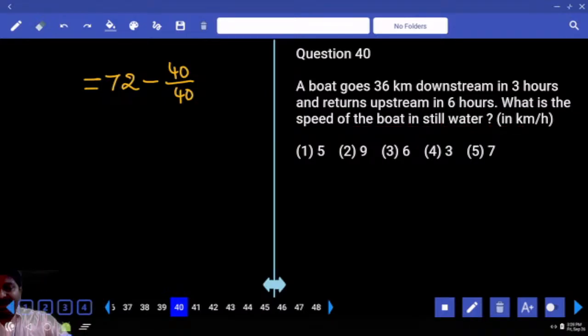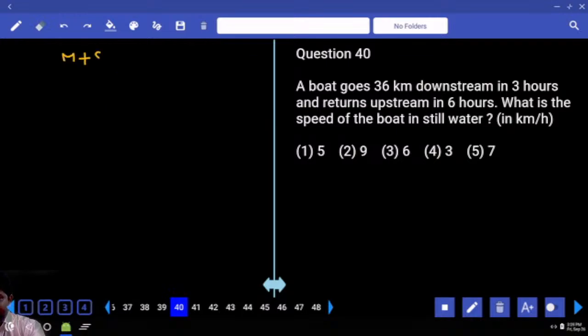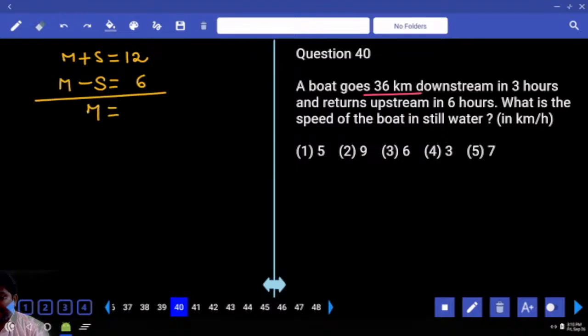A boat goes 36 kilometers downstream in 3 hours. Then downstream speed is equal to 36 by 3, 12 kilometer per hour. And returns upstream in 6 hours. Upstream speed m minus s is equal to 36 divided by 6, which is equal to 6. What is the speed of the boat in still water? Man speed in still water, sum divided by 2, which is 9 kilometer per hour.